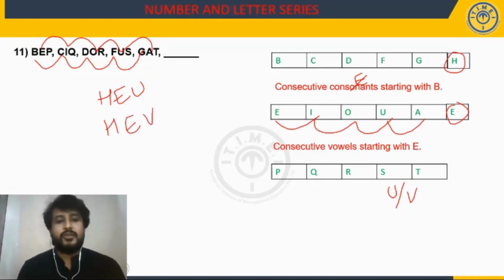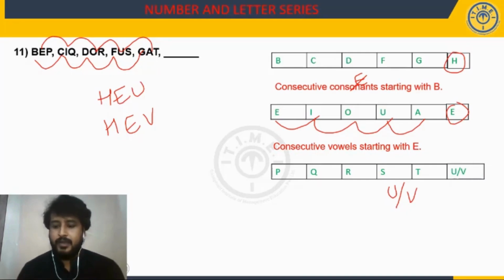Here we do not have the choices, but in the exam we will have choices. So there we need to cross-check which option is available, whether HEU is available or HEV is available. Only one of them they are going to give in the choices. Both are correct: HEU is correct as well as HEV is correct. So we need to choose from the choices which option is provided.